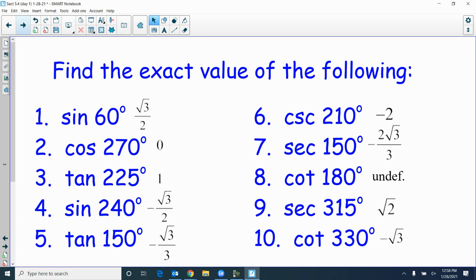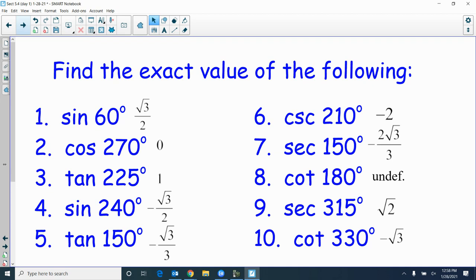Cosecant 210 is negative 2. Secant of 150 is negative 2 radical 3 over 3. And cotangent of 180 is undefined. Secant of 315 is radical 2. And then cotangent of 330 is negative square root of 3. Okay.